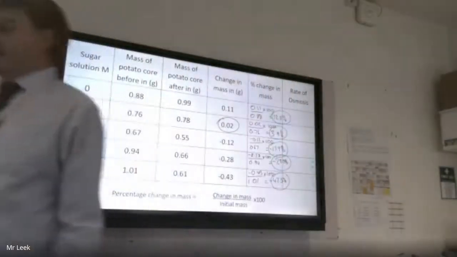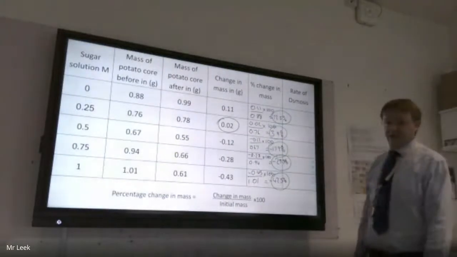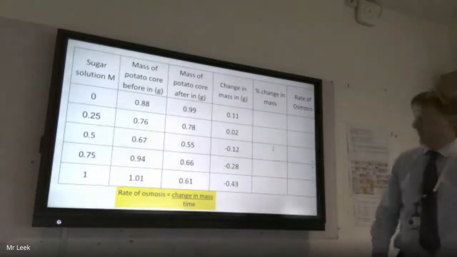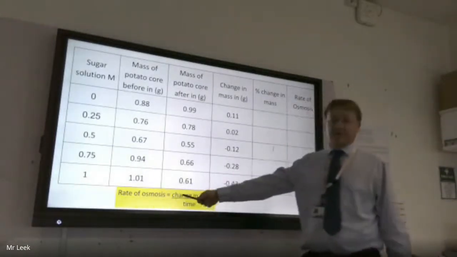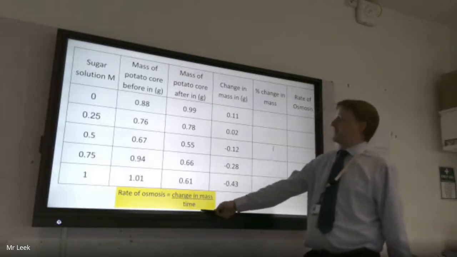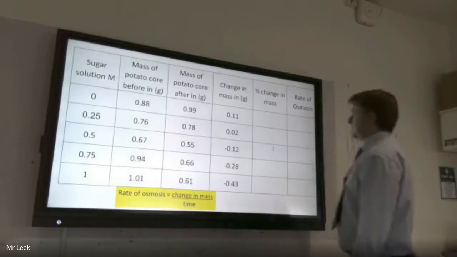Okay, next thing we're going to do is the rate of osmosis. This is then probably your grade 5 question if you're going to get asked about it. The equation at the bottom here that you've already got written down is change in mass divided by the time. Change in mass divided by the time.